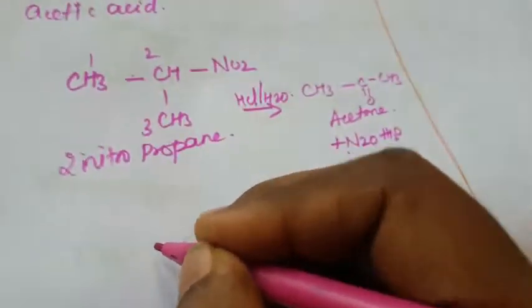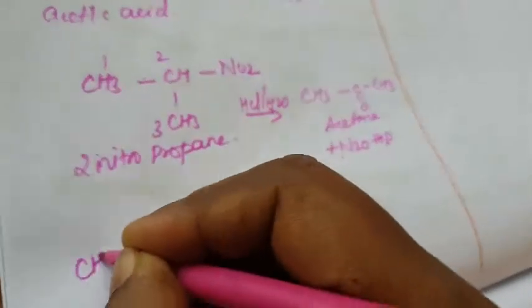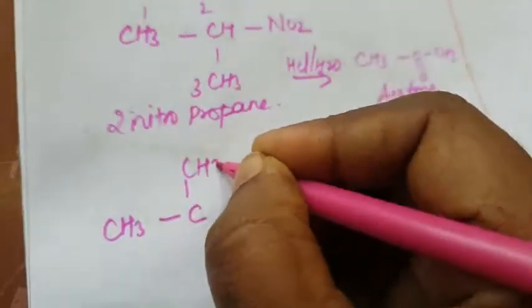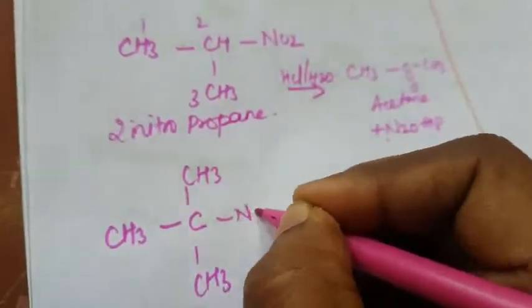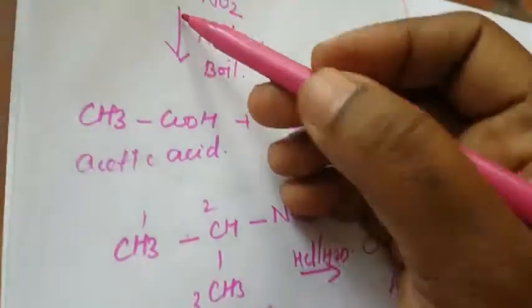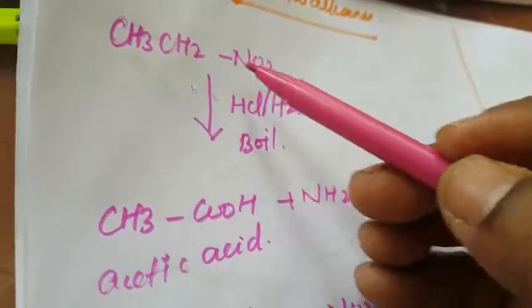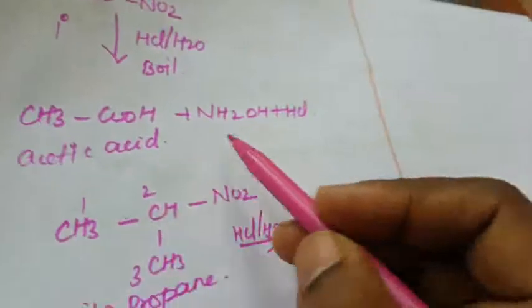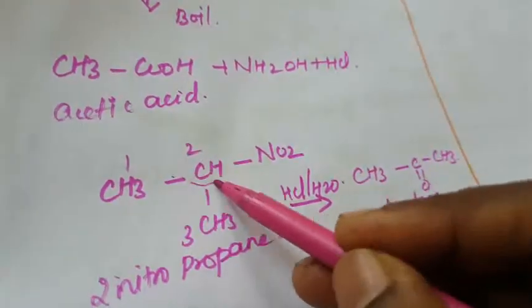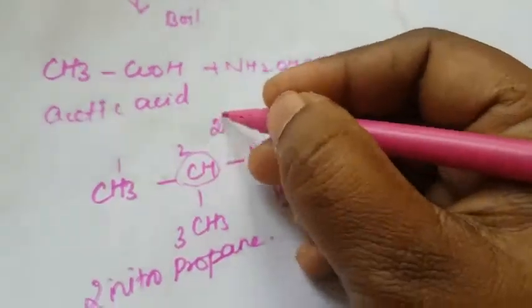What is the tertiary? So how to write the tertiary compound? CH3, CH3, CH3, NO2. What is primary? Primary means CH2 with the nitro compound attached to it, this is primary. Secondary means here CH with the nitro group attached, that is called secondary.